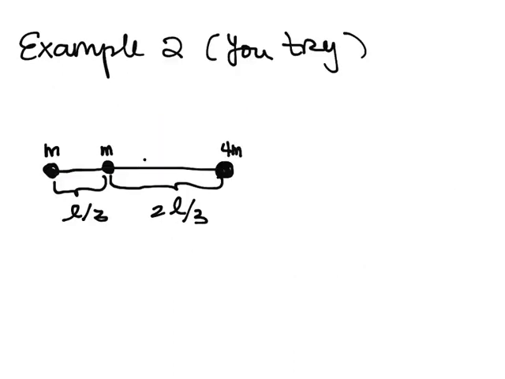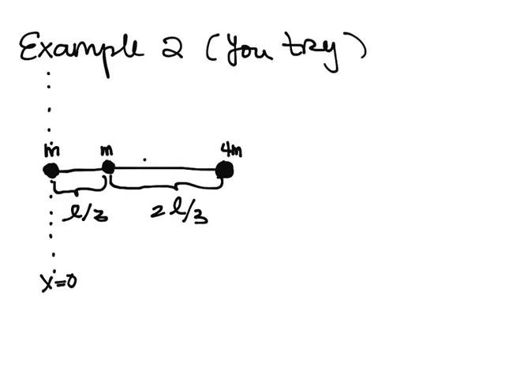Alright, so here's another example, and I actually want you to pause this video and try to do this by yourself. Okay, so I have 3 blobs connected together by a stick that doesn't weigh very much. So we have 2 blobs that each have a mass of m. They're separated by a distance of L over 3, and the second little m and 4m are separated by 2L over 3. And I want you to try to find the center of mass of this object.